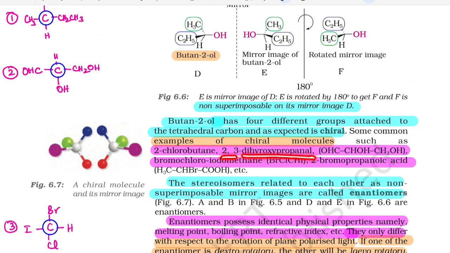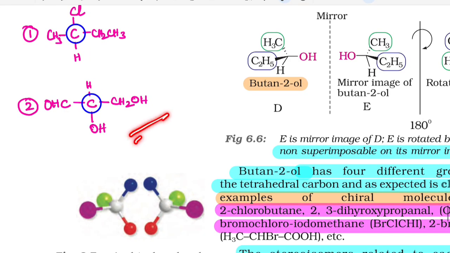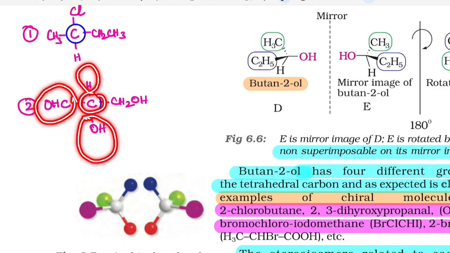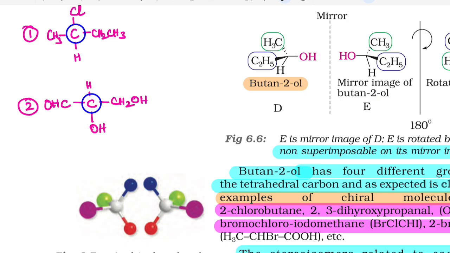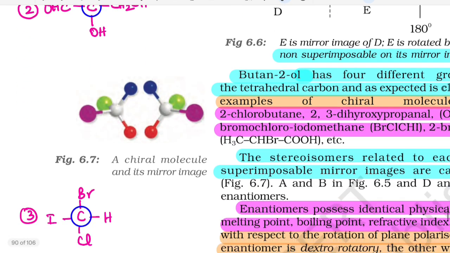2,3-dihydroxypropanal. So this is the structure. Check whether it is optically active. This is carbon, hydrogen, then aldehyde, OH, CH2OH. All the 4 groups are different. So this is also optically active.